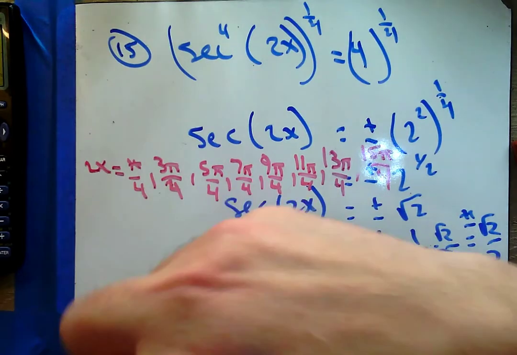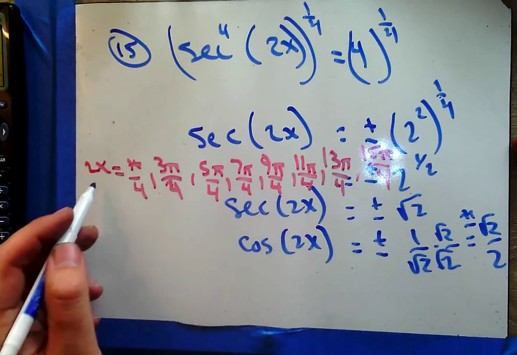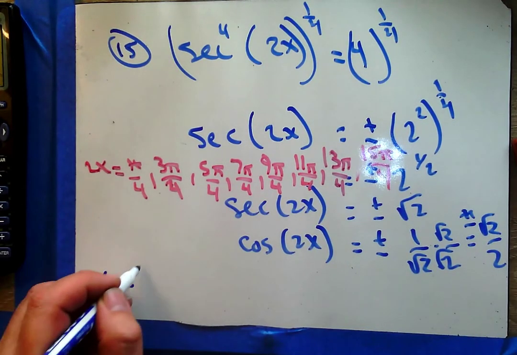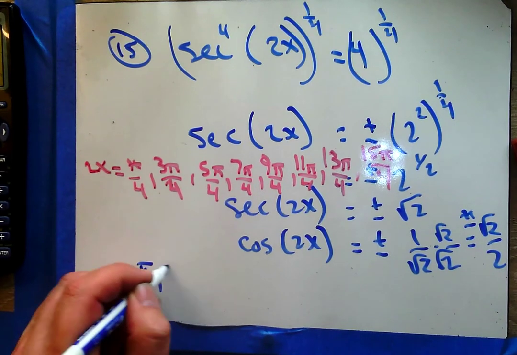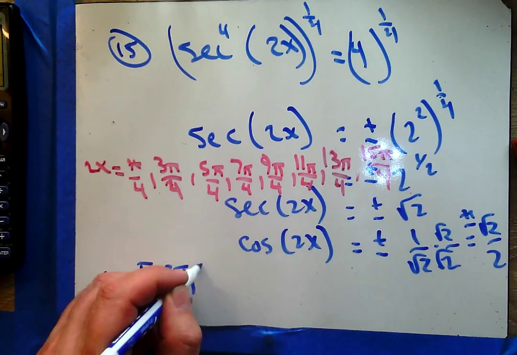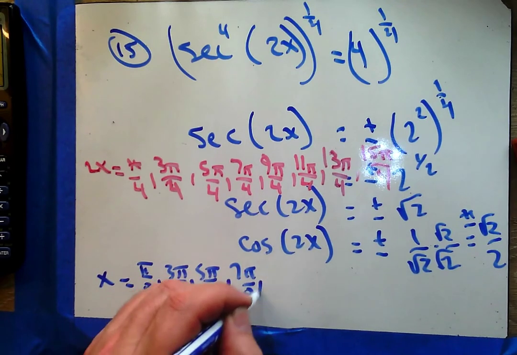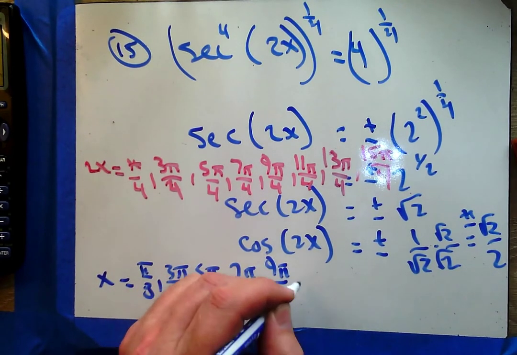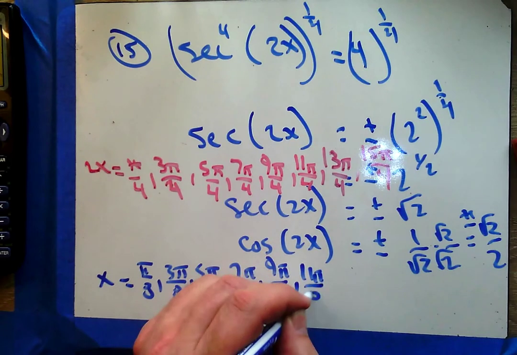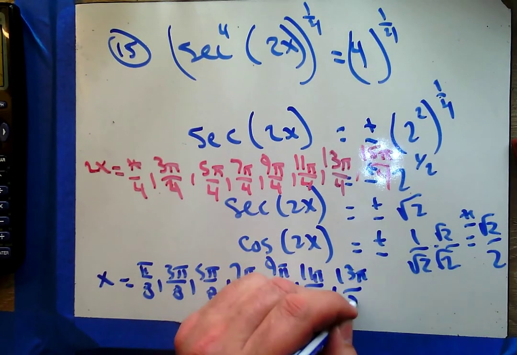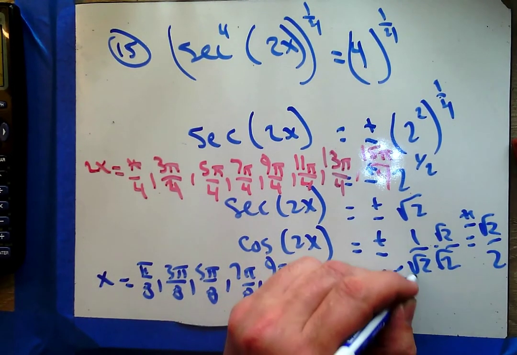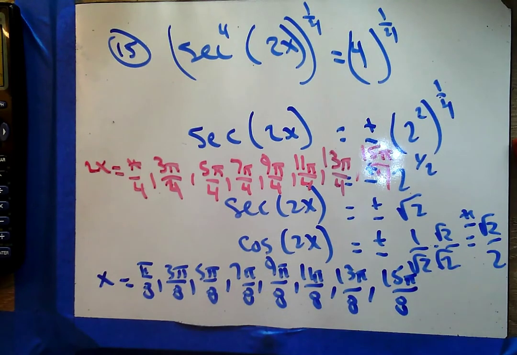I need to know what x equals, so I'm going to divide everywhere here by 2 and get x equals pi over 8, 3 pi over 8, 5 pi over 8, 7 pi over 8, 9 pi over 8, 11 pi over 8, 13 pi over 8, and 15 pi over 8. Alrighty.